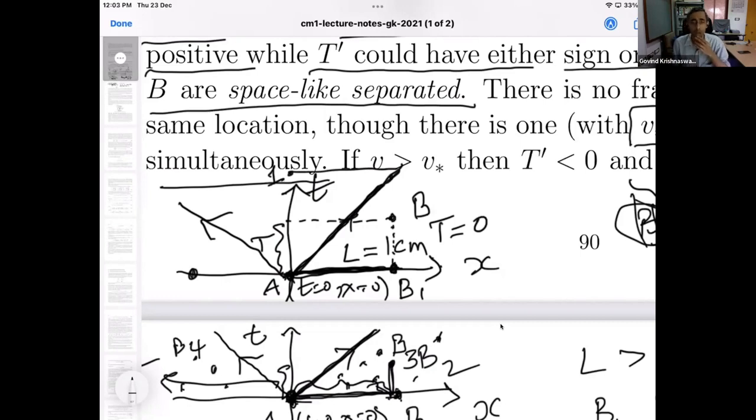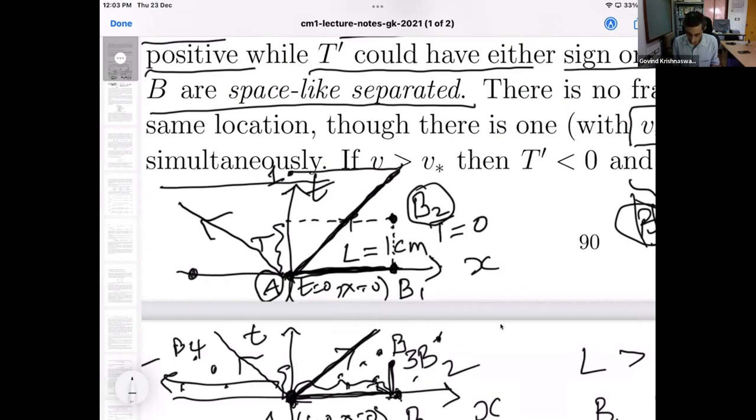Siddhant, do you understand how I am determining that B2 is space-like separated from A? The last part, the temporal separation part. Let us find the temporal separation between B2 and A. That is our aim.